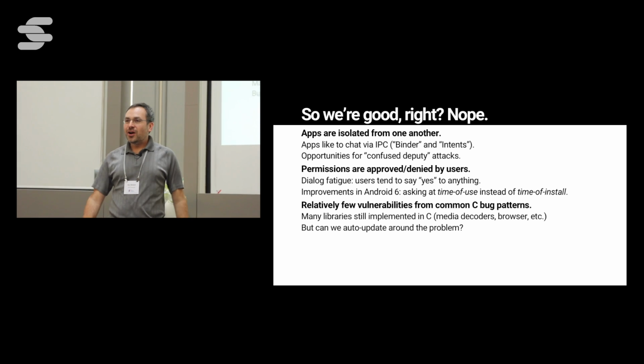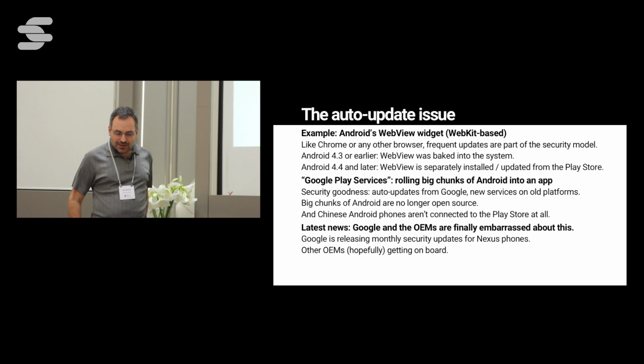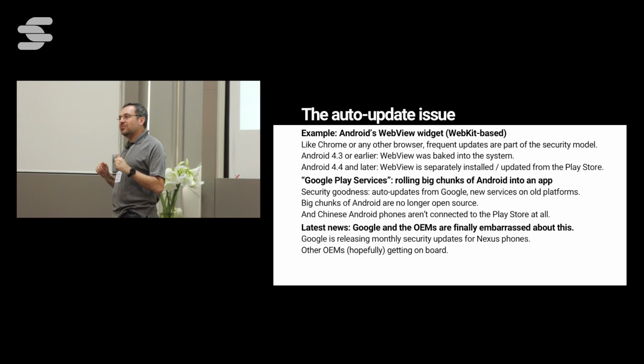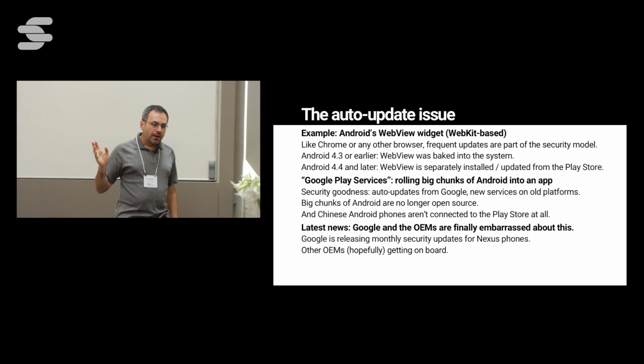Auto-update, that'll solve our problem. When we find a security bug, we'll fix it and push it out. So this is the classical thing that Android has traditionally been much worse at than iOS.